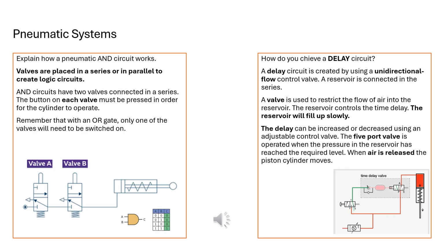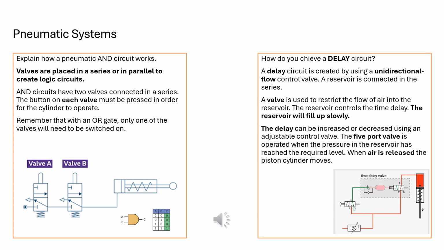Now, here is an example of an AND circuit using pneumatics. So what happens is valves are placed in a series or a parallel circuit to create these logic circuits. With an AND circuit you have two valves. In order for this circuit to work, the two valves connected must both be pressed in order for the cylinder, which is the bit on the right, to operate.